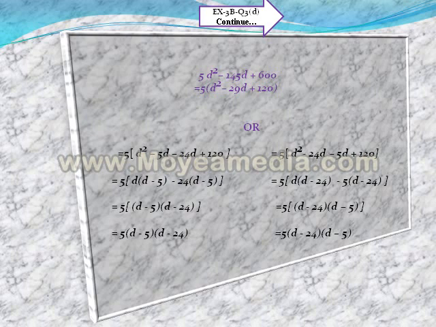You see the sign between 5 and d minus 5 is multiplication, and the sign between d minus 5 and d minus 24 is multiplication. Remember the factorization? For factorization, the factors must be multiplied. There shouldn't be any plus or minus sign. So the factorization of this quadratic expression comes out to be 3 factors, right?